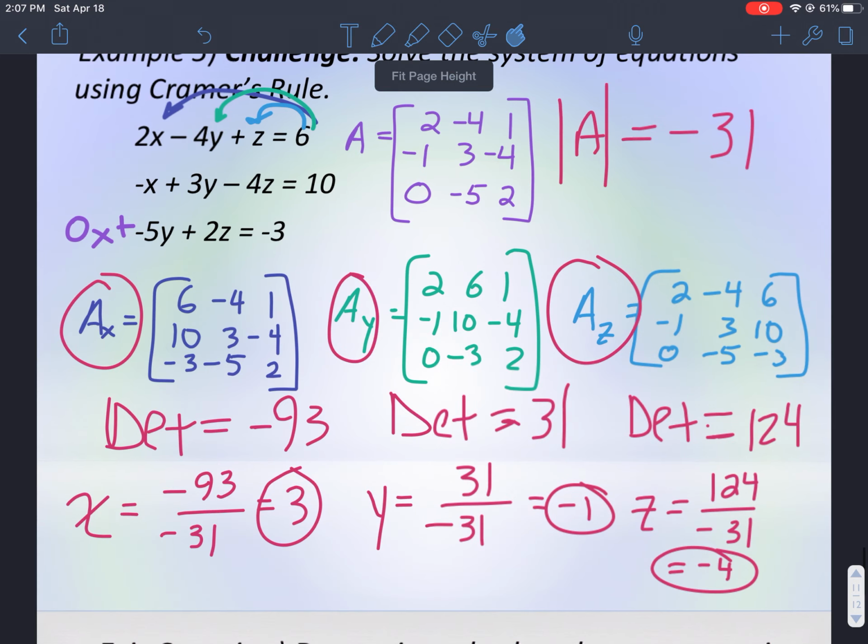Keep in mind that it does take a long time to use that graphing calculator, put all that information in, and then find the determinants.